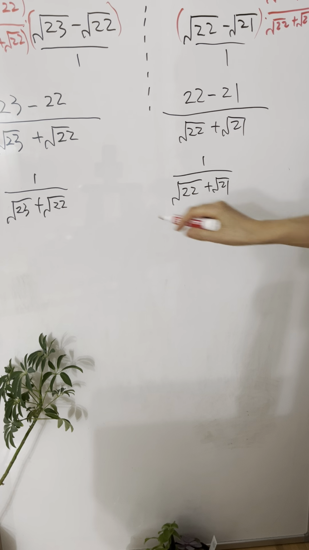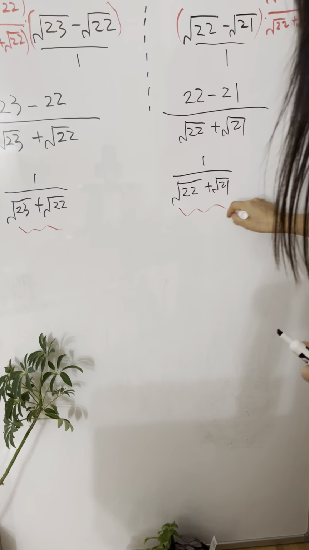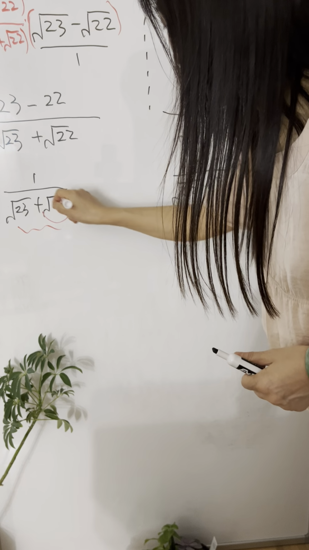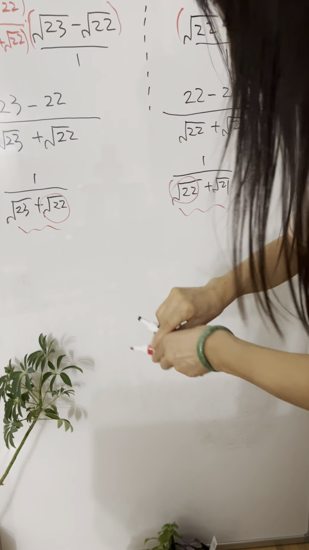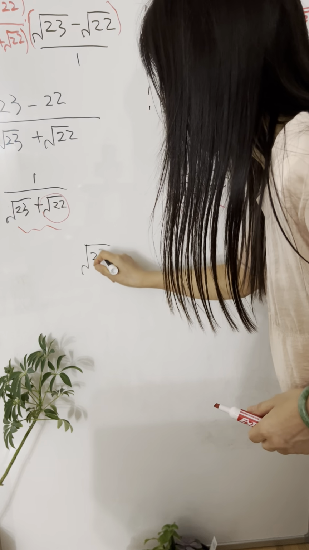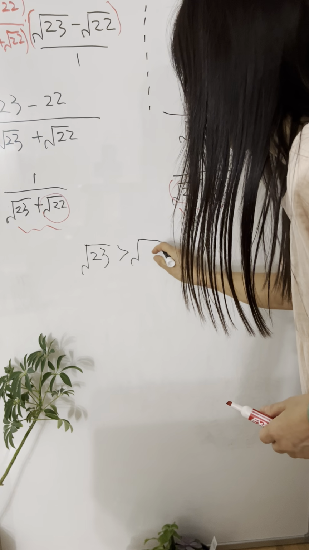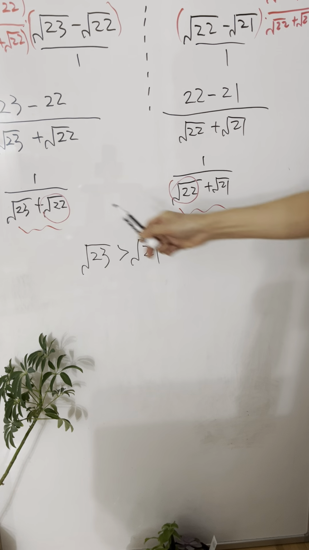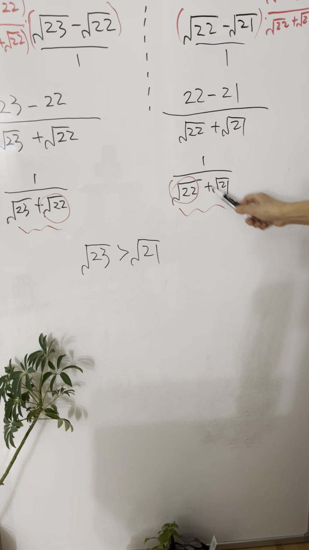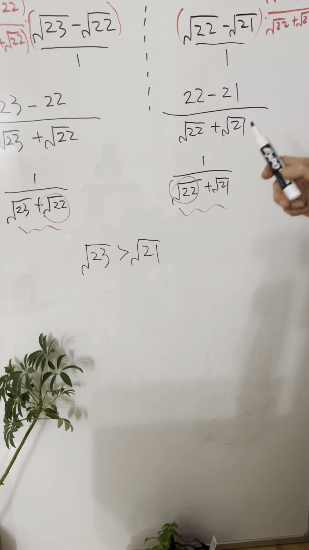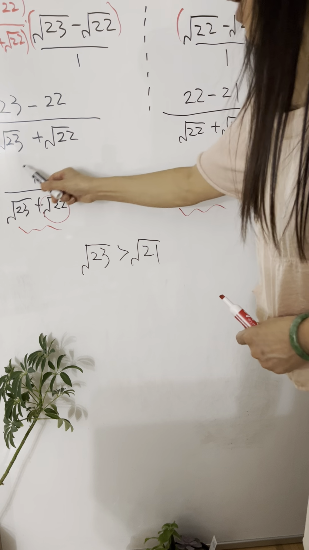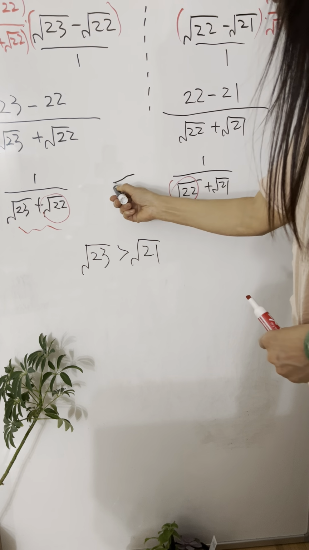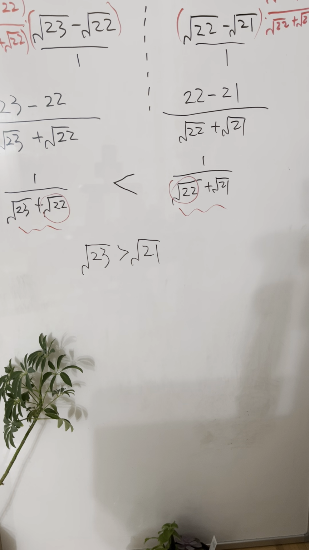Now we can compare. We compare this denominator with this denominator. Well, the square root of 22 terms are the same. Square root of 23, of course, is bigger than square root of 21. So that means this denominator is bigger than this denominator. Well, it's a fraction. The bigger the denominator, the smaller the number. So denominator is bigger, the fraction is smaller than this one. So we have this less than.